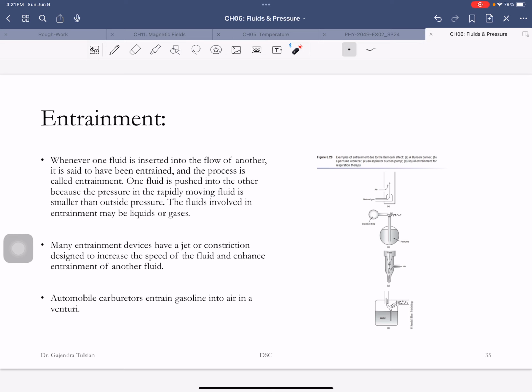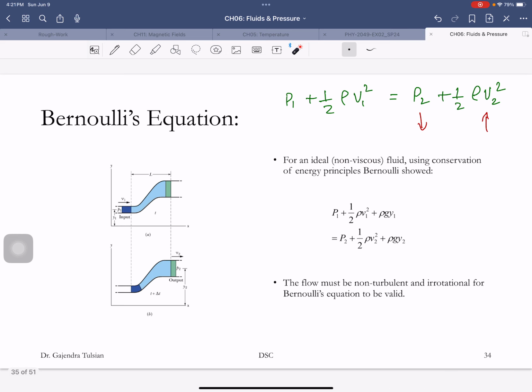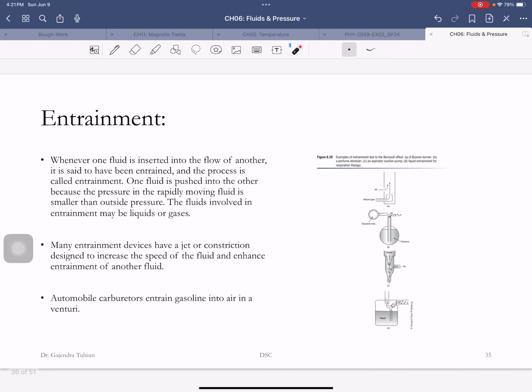Okay, so here's entrainment. Again, we're going to use this idea: the faster the fluid is flowing, the lower the pressure. For instance, in a Bunsen burner, natural gas is blown in, and it's flowing fast, and you have a side opening. Air is at atmospheric pressure. In the flowing natural gas, the pressure is lower, so air will flow from the high pressure to the lower pressure, and air will get entrained, and then the mixture will burn. Without the air, the natural gas cannot burn. So we use that.